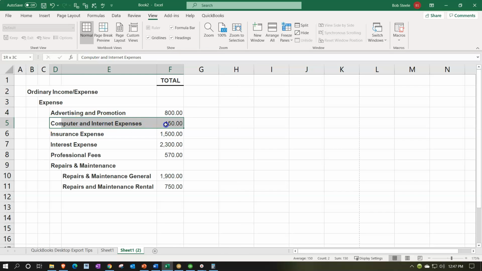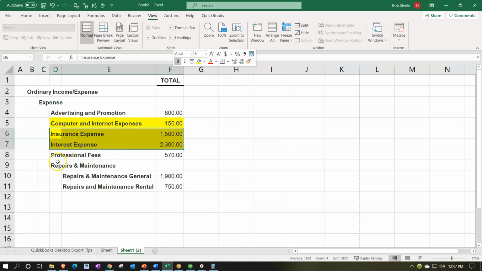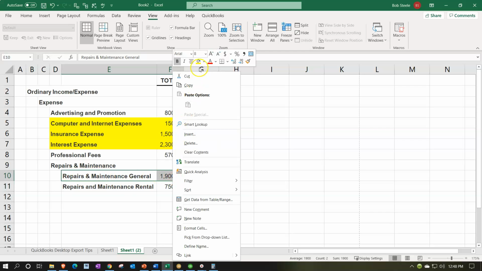Computer, I might need to break out the computer using our ratio between business and personal, because that seems like a utility, so I might say that one. Insurance, I probably might have to break out. Interest expense, I might have to break out. So I might highlight these. Professional fees, no, because that's probably all business. And then down here, it looks like they've got repairs and maintenance for general versus the rental, so possibly this one I need to apply my ratio to.